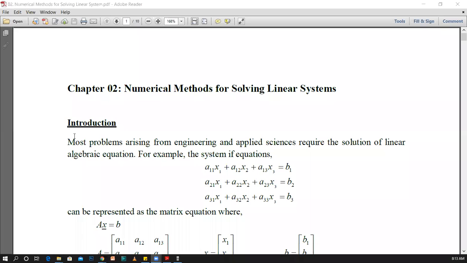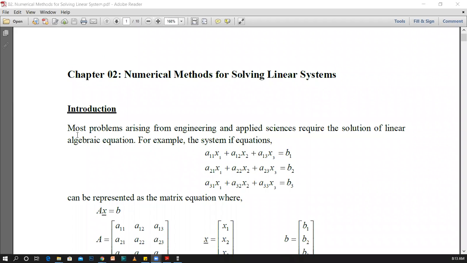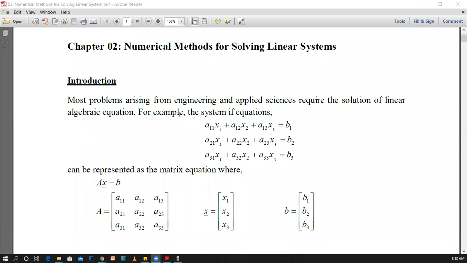In today's session, we will discuss the numerical methods for solving linear systems. First of all, we'll have an introduction to solving linear systems. Most problems arising from engineering and applied sciences require the solutions of linear algebraic equations.